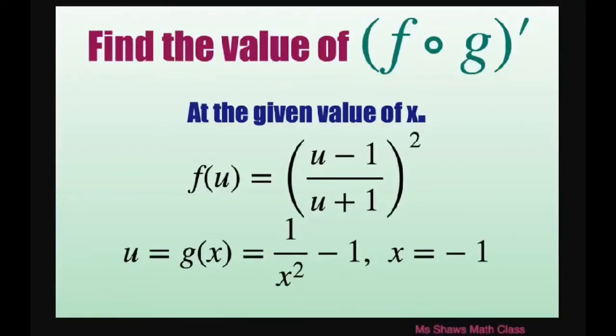Everyone, we're going to find the value of the derivative of f composed with g at the value of x equals -1 here. With f of u equals the quantity of u minus 1 divided by u plus 1, then squared. And our u equals g of x, which is 1 divided by x squared minus 1.